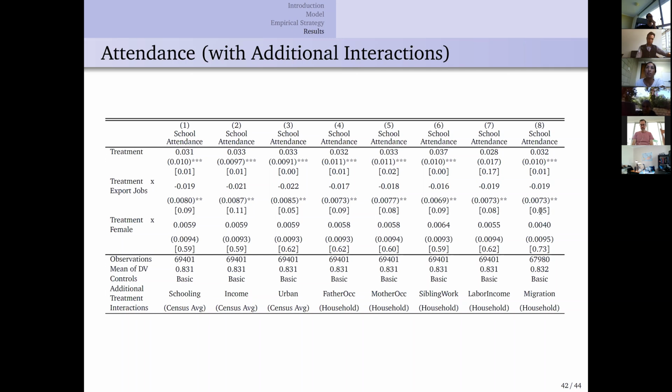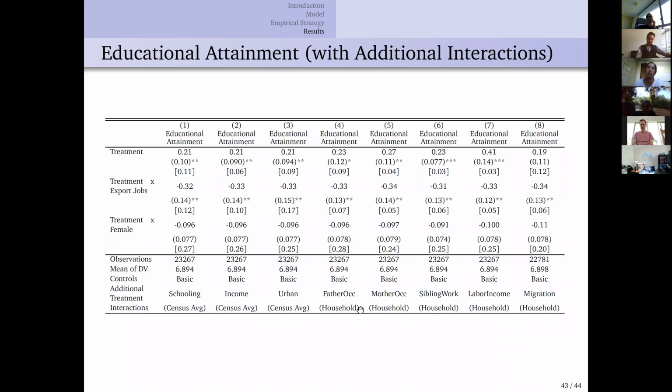We can do that also with the educational attainment variable. Again, we have less variation here because it's cross-sectional. And so you'll note that, especially with the bootstrap p-values, we do lose some power, but the magnitude of these coefficients remain almost identical. It changes a little bit, regardless of whether you are adding interactions for schooling, income, or any of these other household level variables.